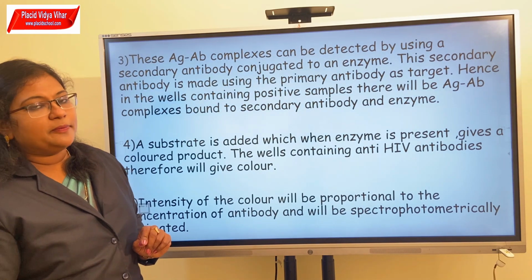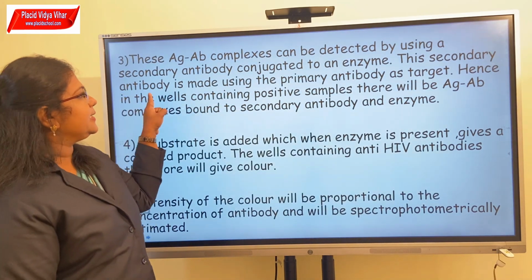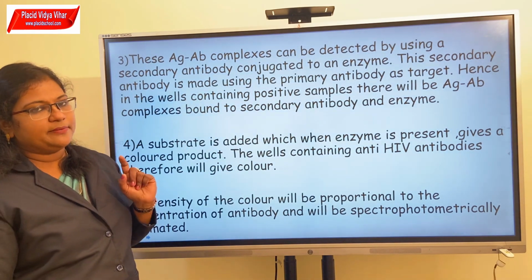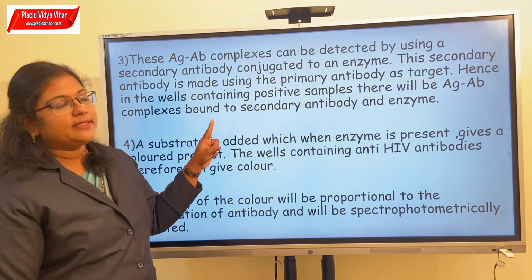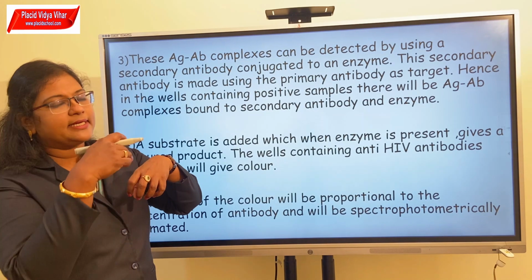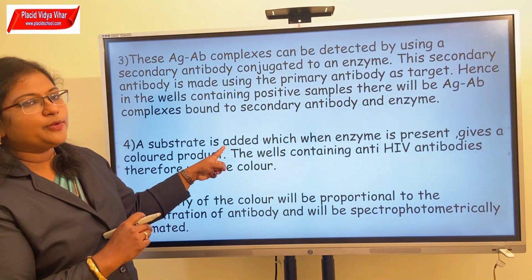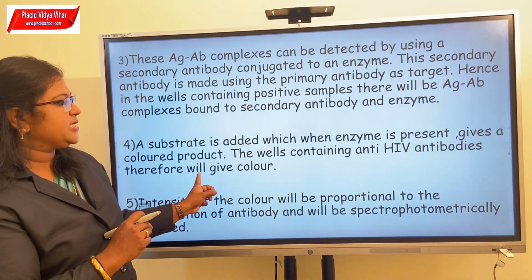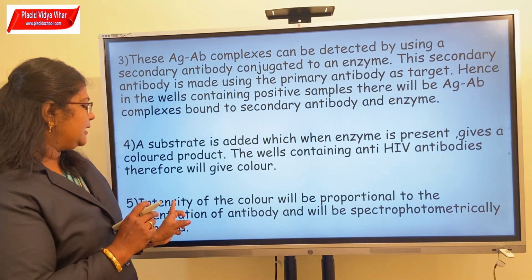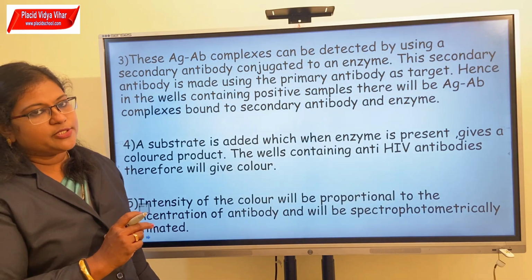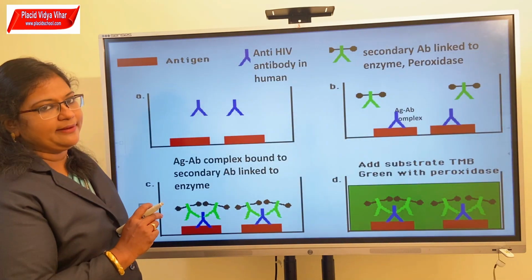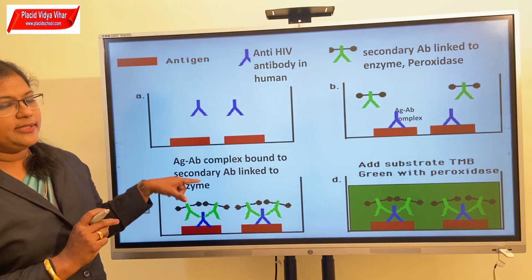Then antigen antibody complexes can be detected by using a secondary antibody which is conjugated to an enzyme. The secondary antibody is made by using primary antibody as the target. Then only in those wells which contain the primary antigen antibody complexes, the secondary antibody will bind. Whenever you add a substrate which gives a colored product, the wells containing the anti-HIV antibodies will give a color. The intensity of the color will be proportional to the concentration of the antibody in the sample, and you can estimate it photometrically. You can see a positive well alone in the case of ELISA.